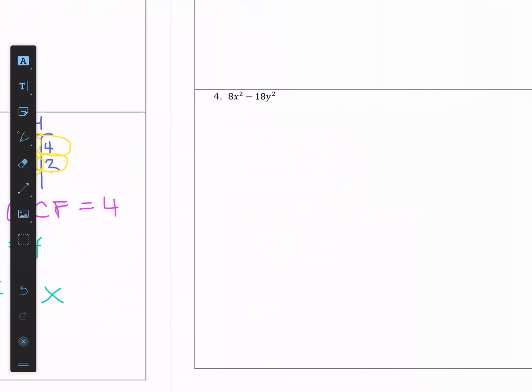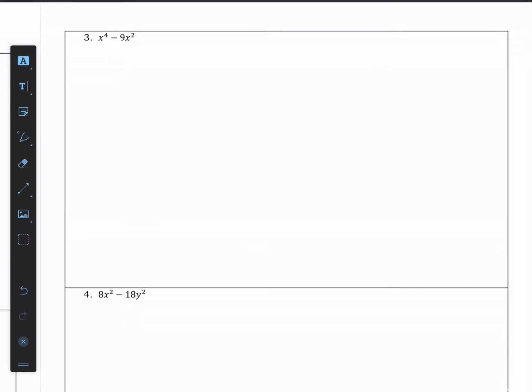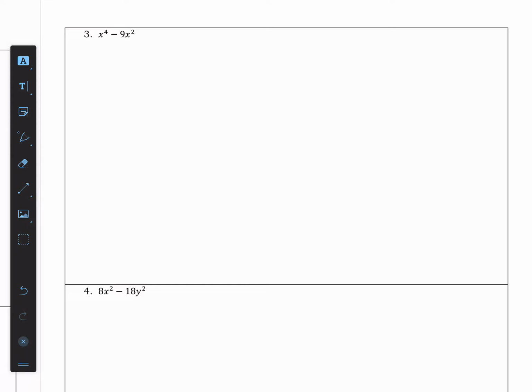Let's keep going. Let's take a look at question number 3. So, x to the 4th minus 9x squared. Keep in mind that the x to the 4th has an invisible 1 in front of it, but when we have it like this, there's not going to be a number as part of our GCF. Well, the GCF, the number would be 1, but we don't really care about that. So let's focus on the variables. So we have x to the 4th and x squared. That's something that is common, the fact that they both have the x's.